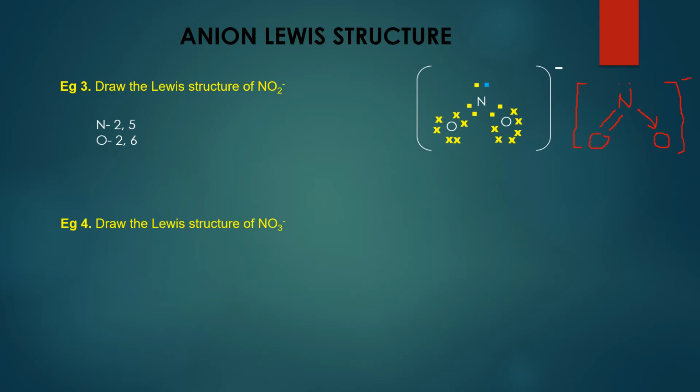The shape of this ion is bent or V-shaped because the lone pair on nitrogen is repelling the bond pairs. That repulsion is greater than the bond pair to bond pair repulsion.